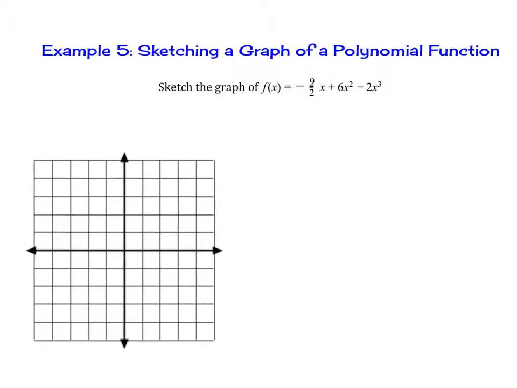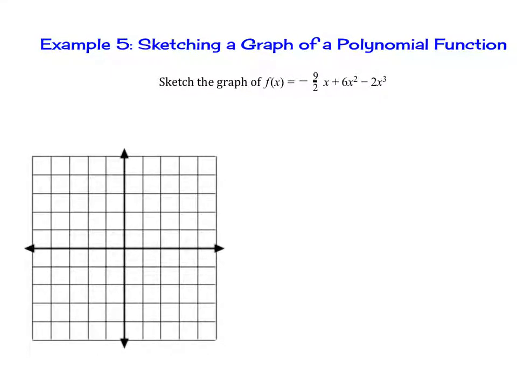Let's sketch a graph of this polynomial function, so just a little bit more practice. We're going to sketch the graph of f of x equals -9/2 x plus 6x squared minus 2x cubed. So it's helpful to remember that we need to write polynomials in standard form, meaning that the highest power should be written first and it goes in descending order, just so we don't accidentally make a mistake in our end behavior. So this goes -2x cubed plus 6x squared minus 9/2 x, set equal to 0. That's the first thing you should do.